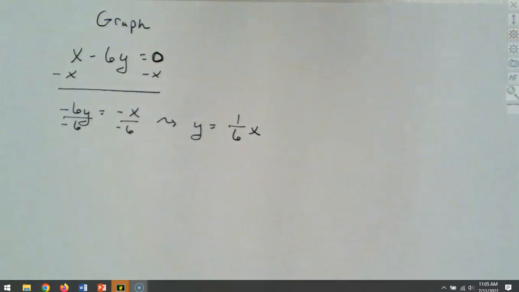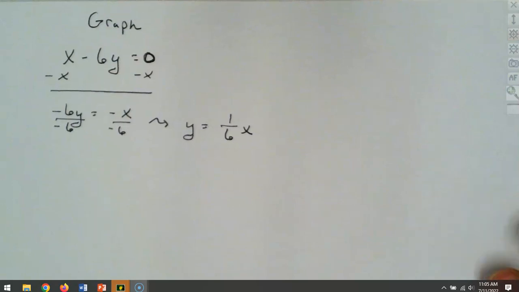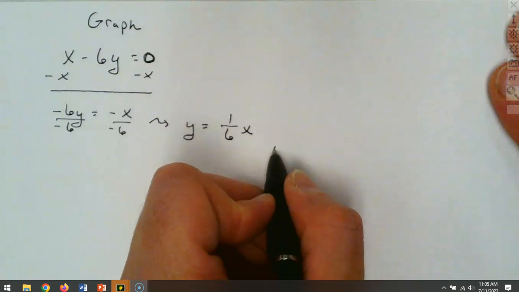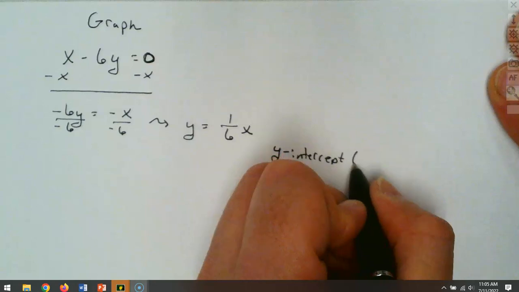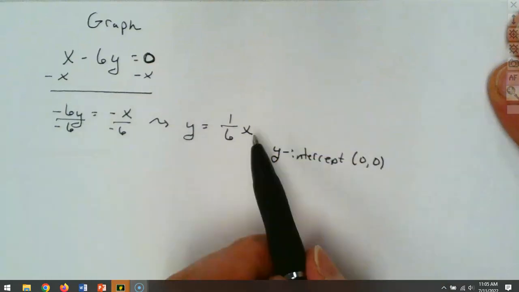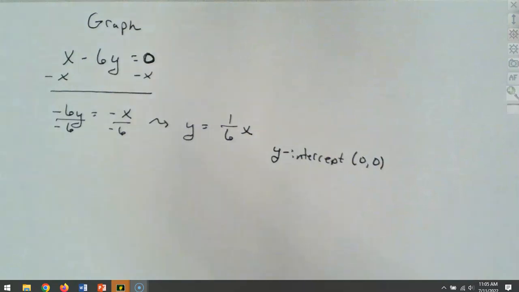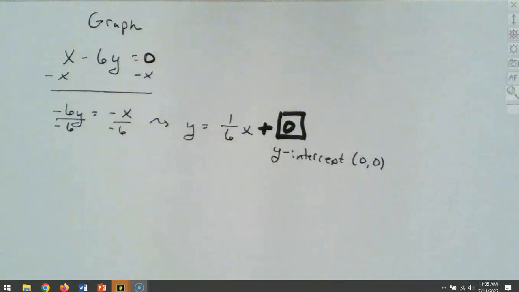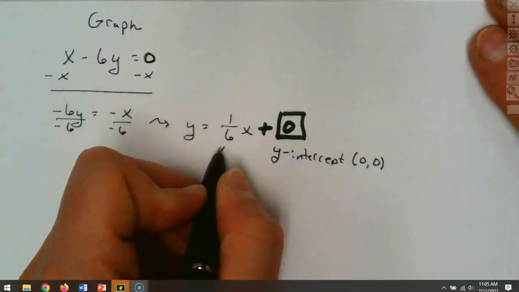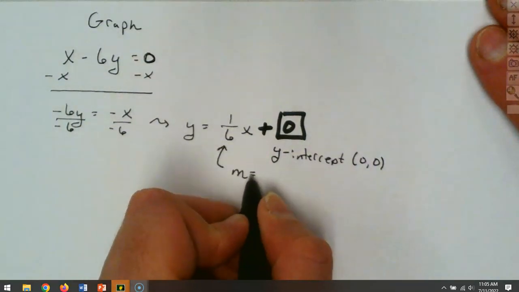And I did pick this one on purpose because this one has no number on the end. So that means my y-intercept is 0, 0, right? Because there's no number here, so that's actually like having a plus 0. It's not there, but when we write our y-intercept, that's 0. So that's going to be a 0, 0 for my y-intercept. And then my slope is 1/6.